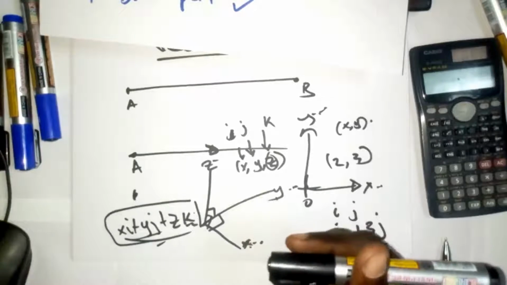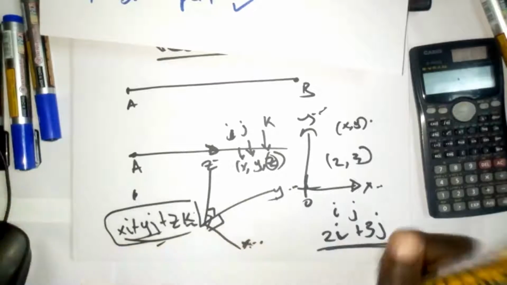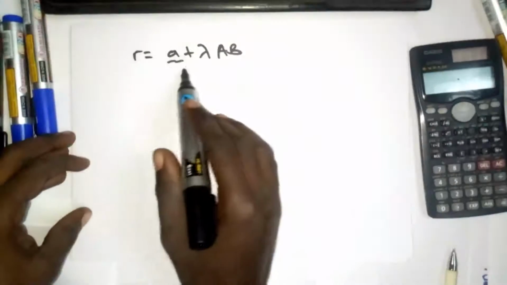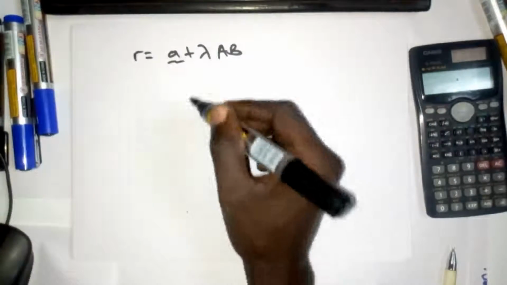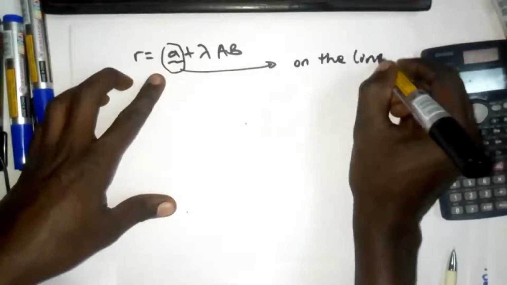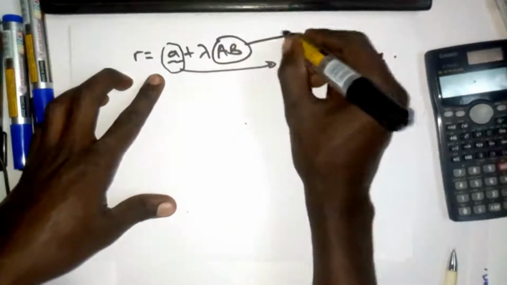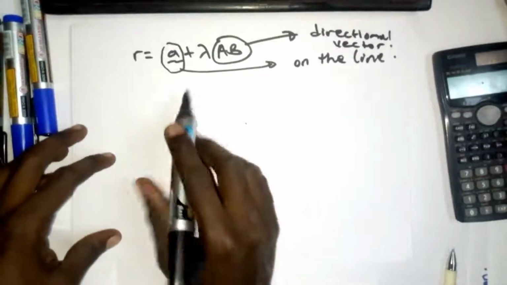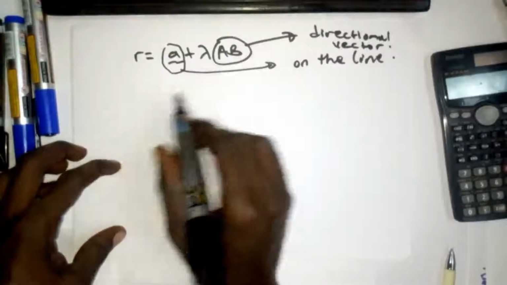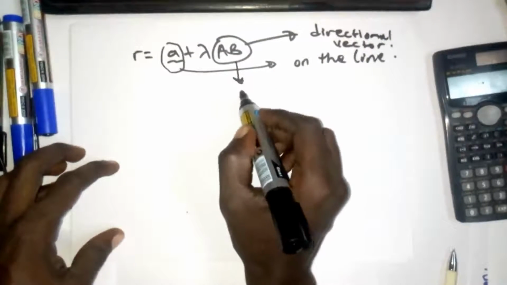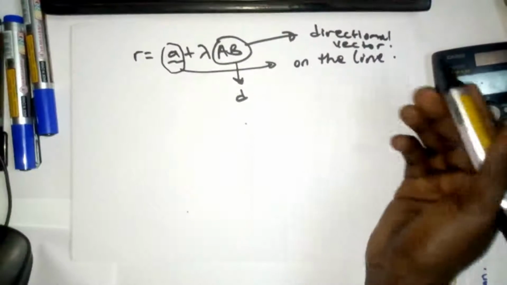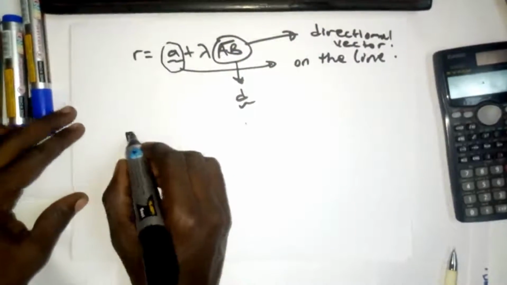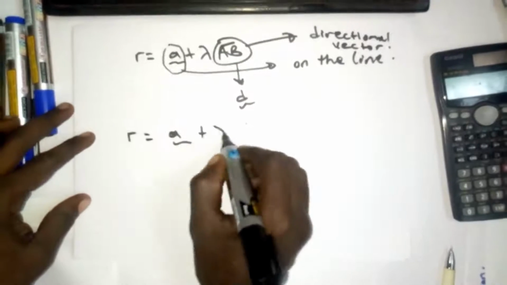So let us look at the vector equation of a line. The vector equation of a line is given by r is equal to a plus lambda AB, where a is a point on a line, then AB is the directional vector. Now, AB being a directional vector, it can also be written as d. We can give it any letter of your choice, so long as you denote that it is a vector. So it implies that r is going to be a plus lambda d.